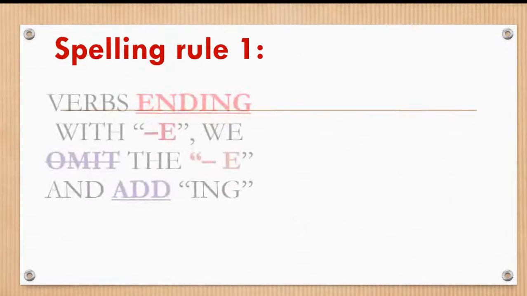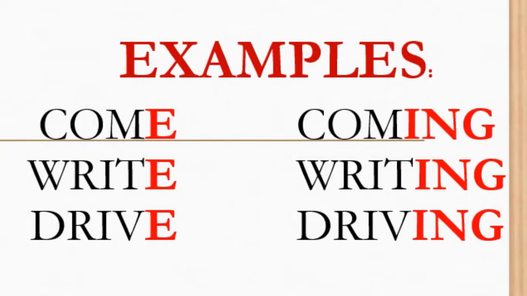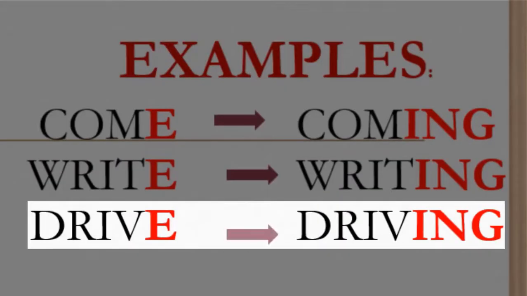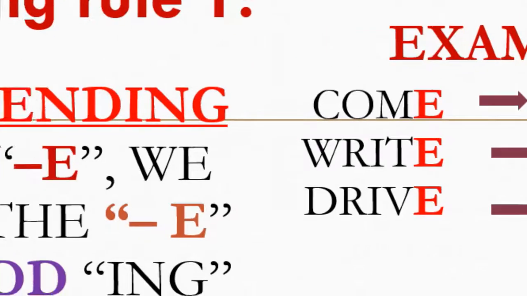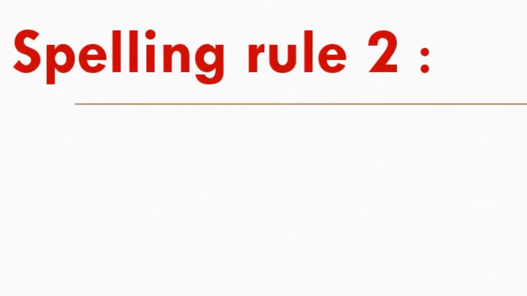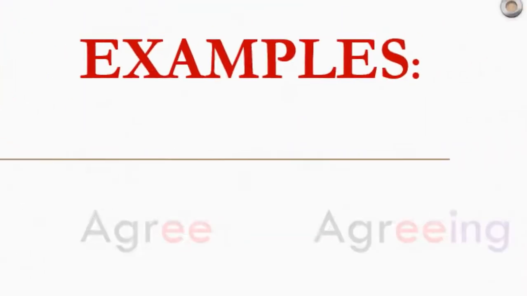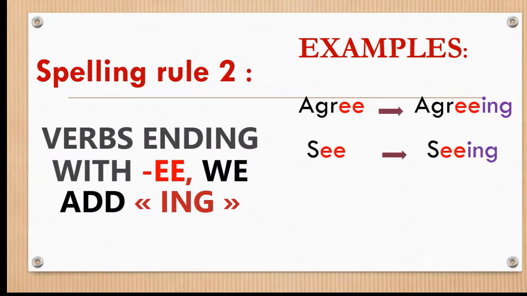Spelling rule 1. Verbs ending with E, we omit the E and add ing. For example, come, coming; write, writing; drive, driving. Spelling rule 2. Verbs ending with double E, we just add ing. For example, agree, agreeing; see, seeing.